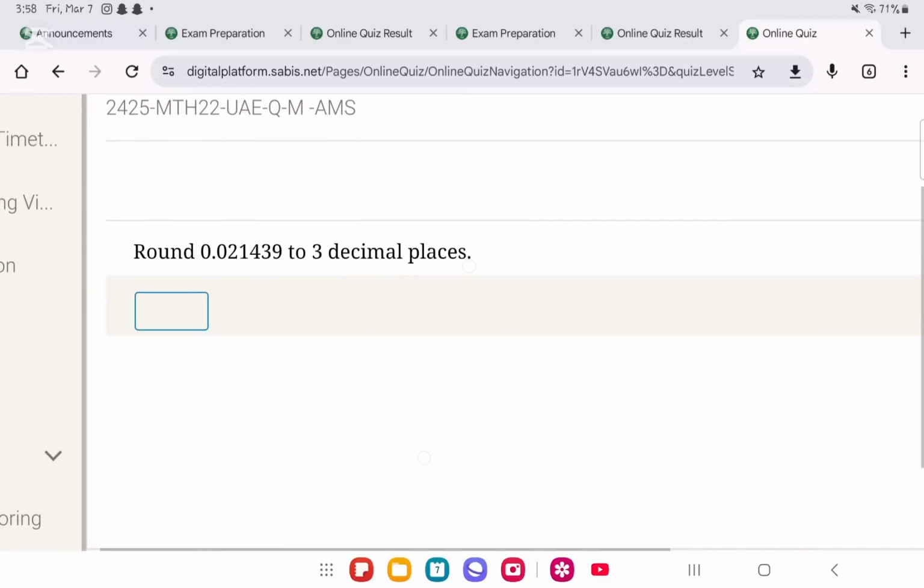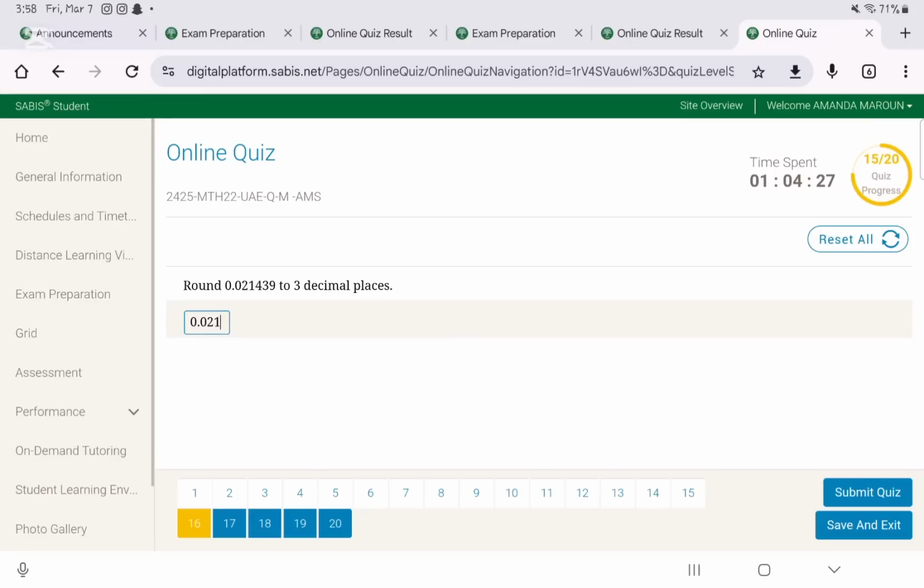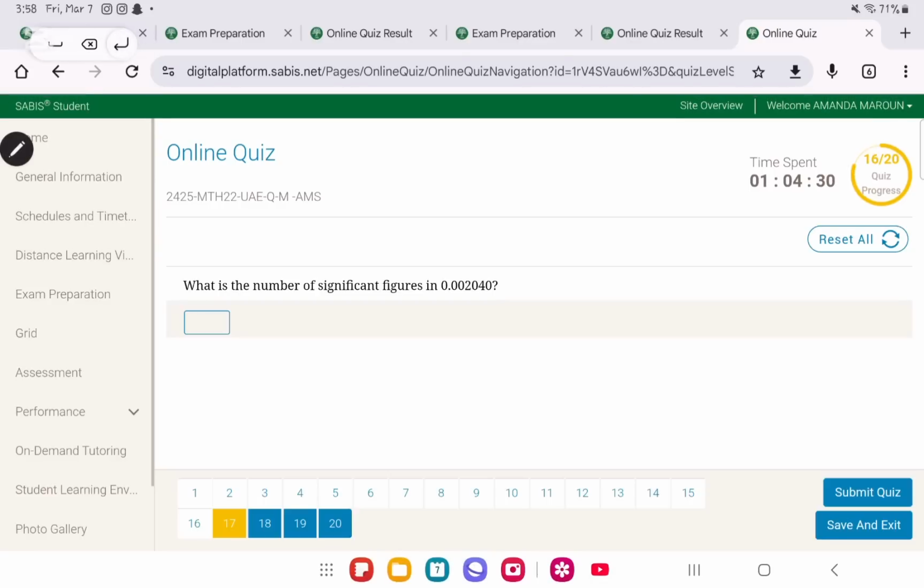They said round 0.021439 to 3 decimal places. After the decimal, so 1 decimal place, 2 decimal places, 3 decimal places, you see the number after. It's not greater than 5. It's not 5 or more. So it will not be rounded. That means our answer is going to be 0.021. Okay, we move on to question number 17.